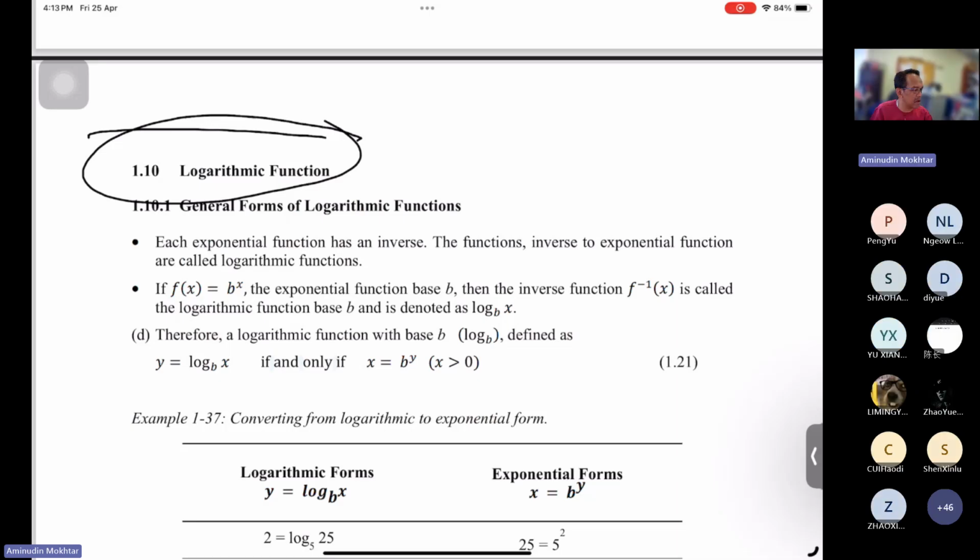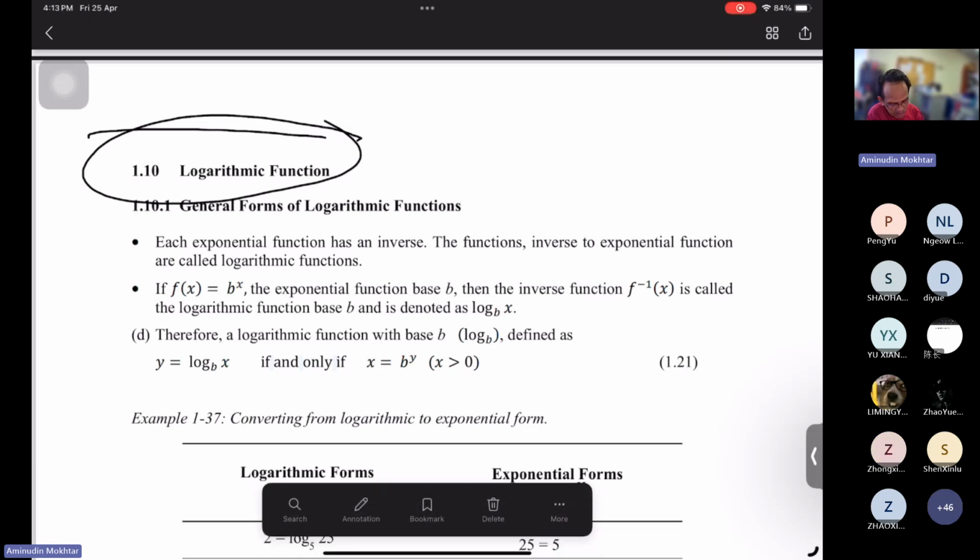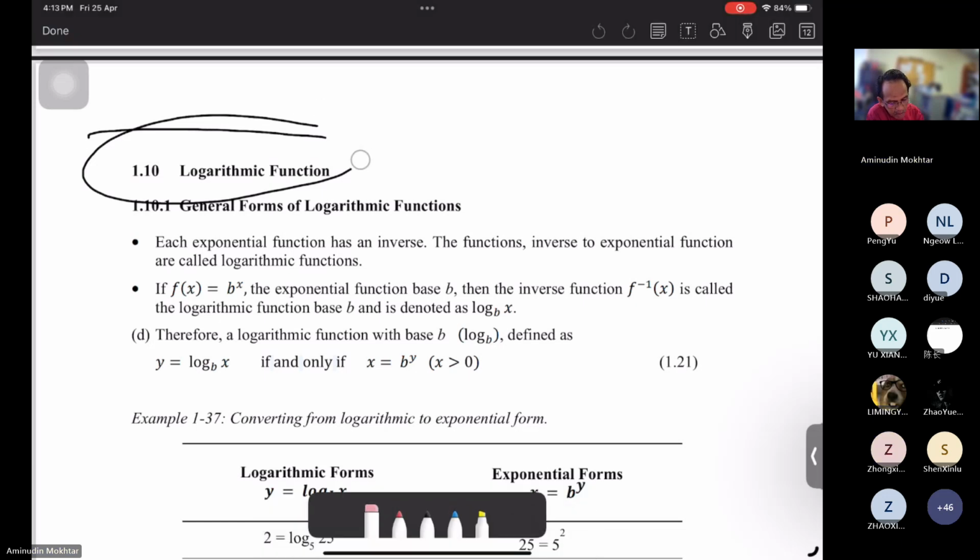I will explain section 1.10. This is about the log function, the logarithmic function. Okay, what is a log function?